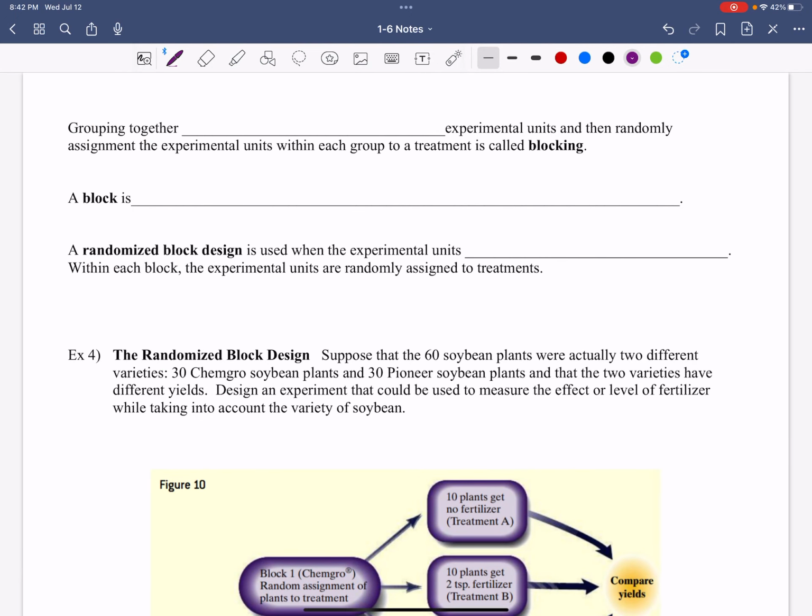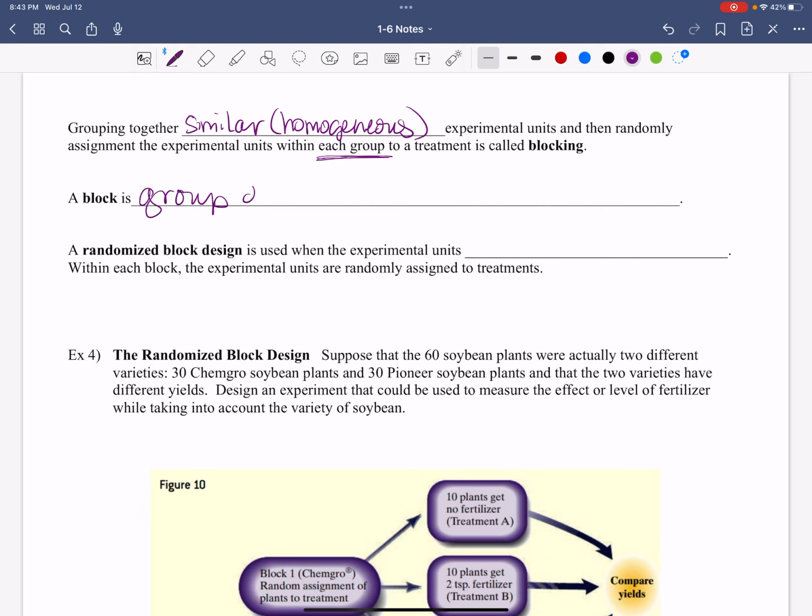The very last one we're going to talk about is block. The block design. So, grouping together similar experimental units, and we call that homogeneous. Homogeneous means similar, same words, so those are synonymous. Grouping experimental units and then randomly assigning the units within each group to a treatment is called blocking. All right, so you want things that are very similar, but you're going to group them into a block this time. So I'm going to look at things in terms of a block. A block is each group of homogeneous individuals.